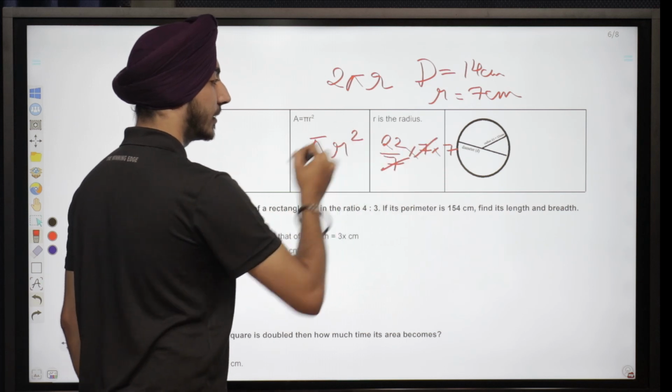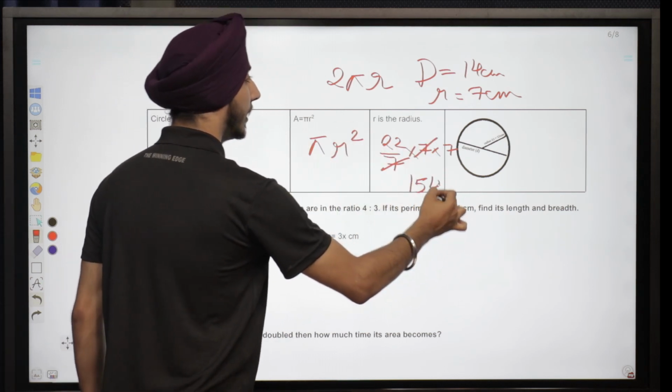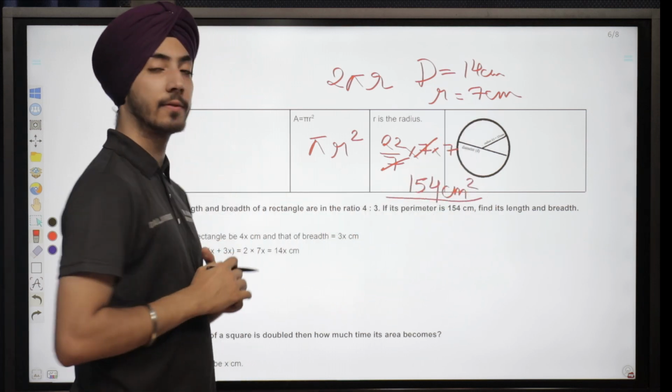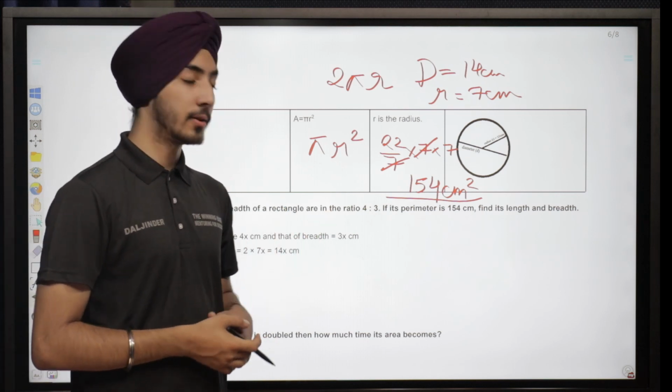7 से 7 cancel हो जाएगा. And you have 22 into 7, which gives you 154. And let's say this is in centimeter only. So area will be 154 centimeters square. Simple. Now let us look at some questions down below.